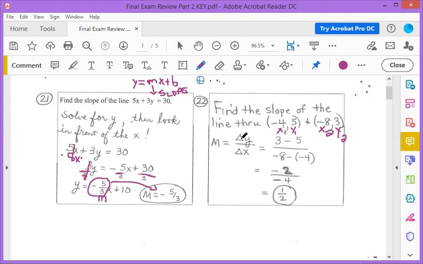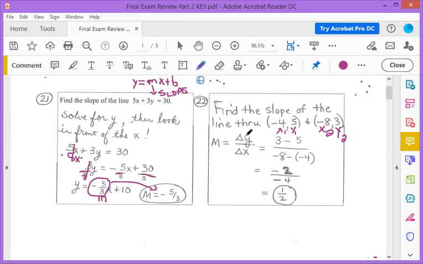That's what this delta means. Delta y means we subtract the y coordinates. Delta x, we subtract the x coordinates. Now remember, whatever order you subtract your y coordinates, make sure that it's the same order that you subtract your x coordinates. So if you do the first minus the second or the second minus the first, make sure you do the same order both times.